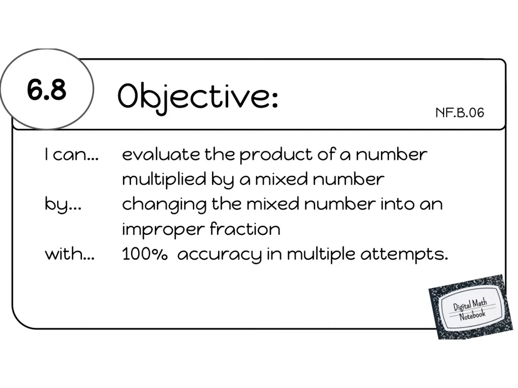In today's lesson, our goal or objective is: I can evaluate the product of a number multiplied by a mixed number by changing the mixed number to an improper fraction with 100% accuracy in multiple attempts. Please pause to write the I can and by statement in your digital math notebook now.